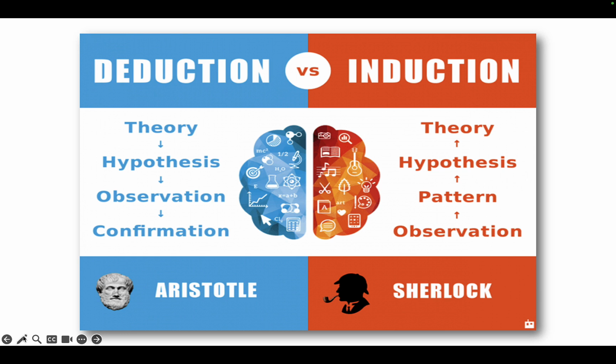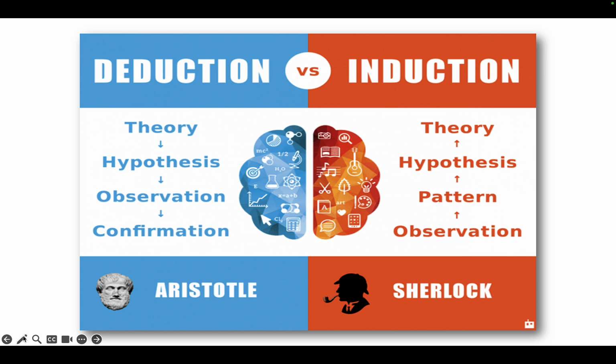And if you look at the deductive model on the left, the Aristotelian model, it's a model in which scientists would begin with a theory, and based on that theory, they make a hypothesis about something that they have questions about. So they have a question about something. They already have a theory that they're operating under.